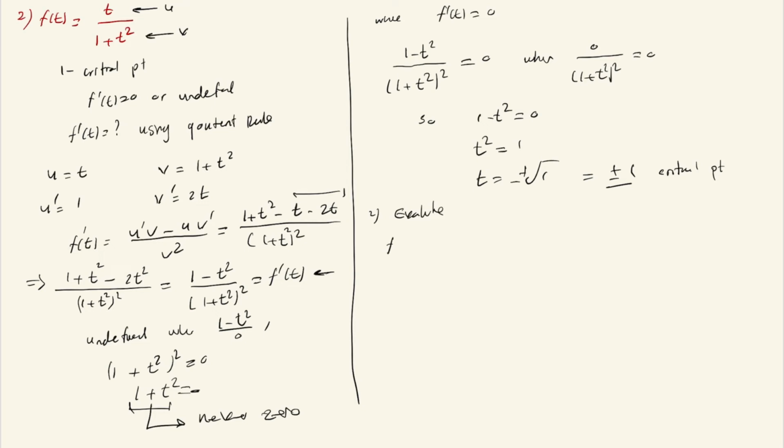The second step is to evaluate our critical points in the function f of t. Now notice that our critical points are 1 and minus 1. Now the third step is to determine whether these critical points are a local maximum or local minimum. So I'm going to use the first derivative test here, and in the first derivative test we want to know the signs of the first derivative around the critical points.